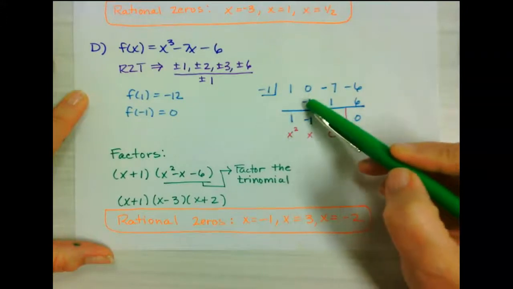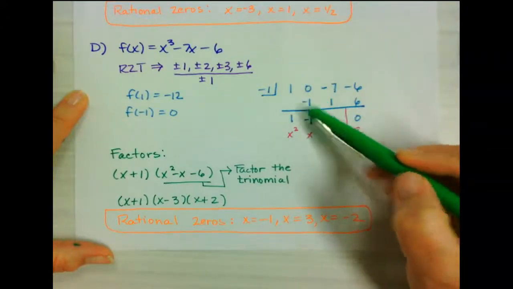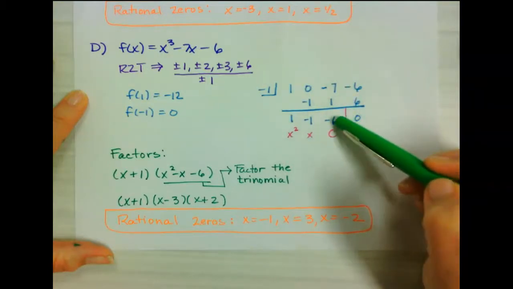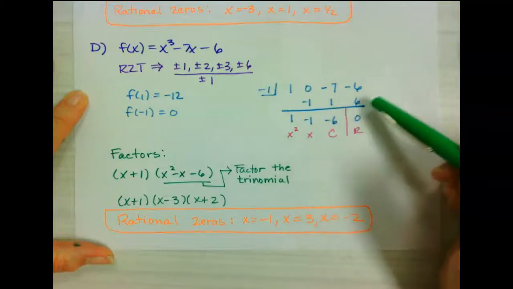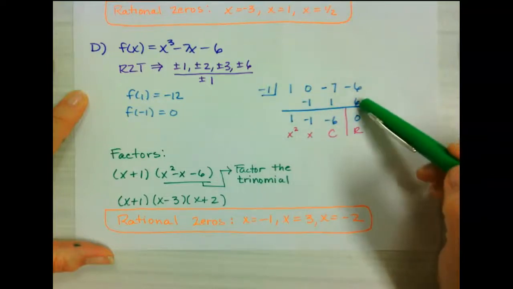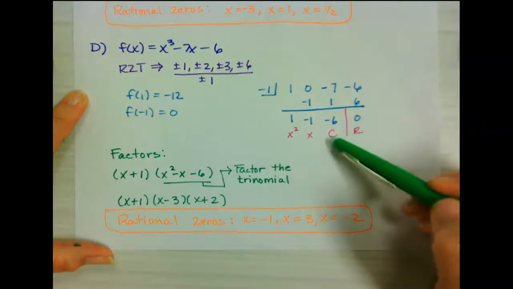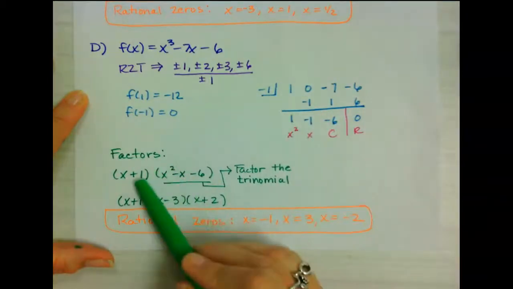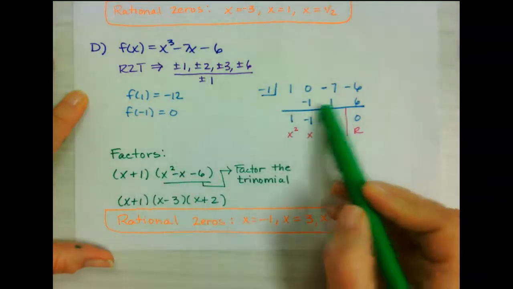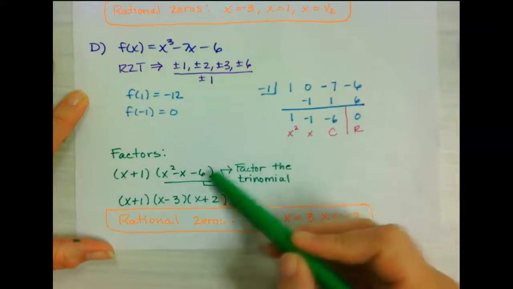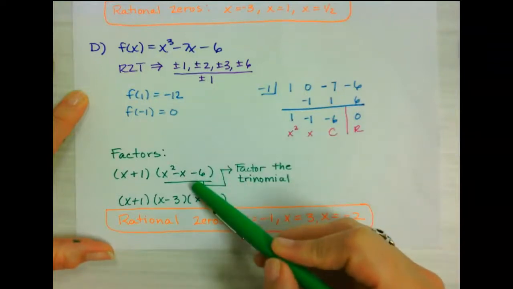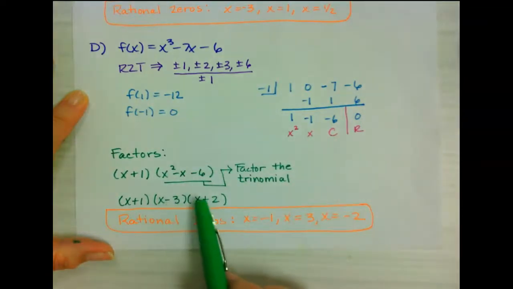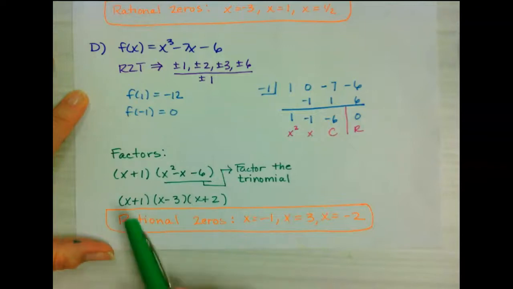-1 times 1 is -1, 0 and -1 is -1. -1 and -1 is +1, -7 and +1 is -6, -1 and -6 give me +6, -6 and 6 give me 0. So then I have my remainder, my constant, my x, and my x squared. So this is one factor, so that's what I have the x plus 1 for, and this is the quotient, which is my other factor, which is 1x squared minus 1x minus 6. This is a trinomial that can be factored, so I can break it down into factors, and then I can get my rational roots.